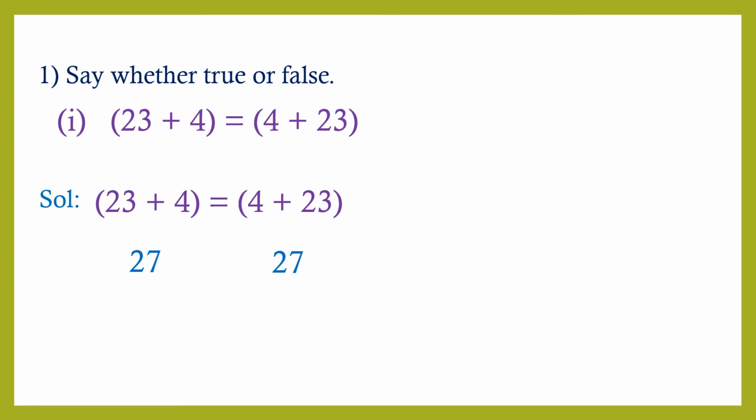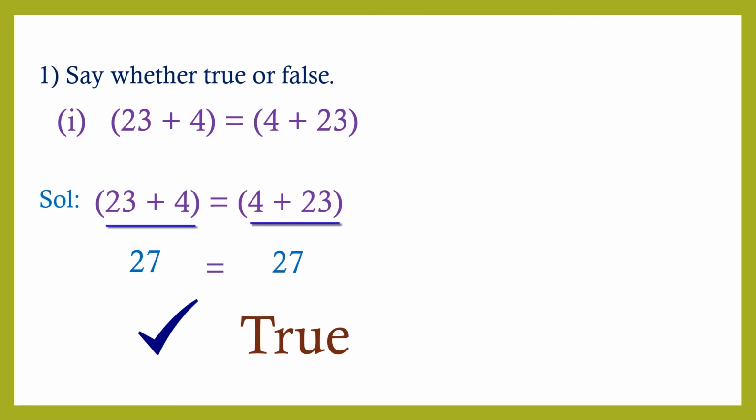On both sides we got the same value. So the given statement is correct. So we can say the given statement is true. If we want to find out whether the given statement is true or false, we have to find out the value of the expressions on both sides. Then we have to compare them. Okay.